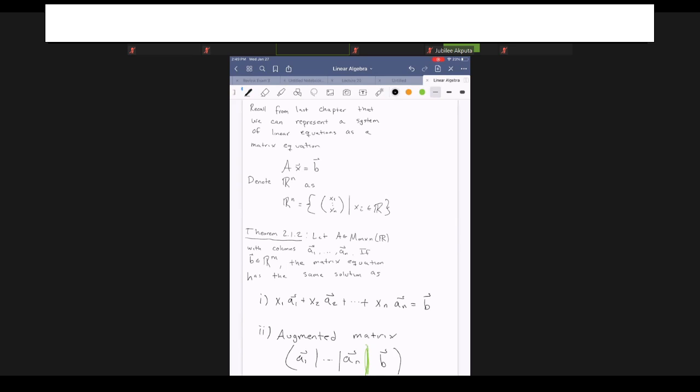So asking you to solve a matrix equation amounts to asking you to solve either that vector equation or this augmented matrix. Next time we'll use this to solve some matrix equations. For right now, a challenge question.